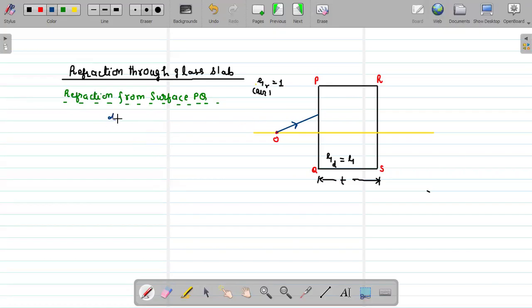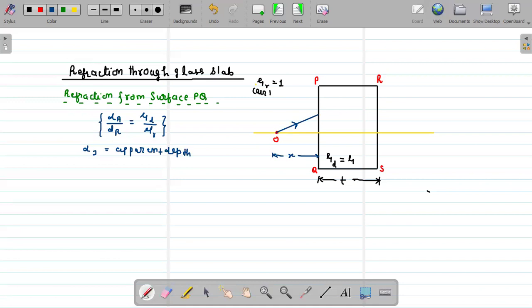Now when the object is in a rarer medium, the formula of apparent depth is: apparent depth divided by real depth is equal to refractive index of denser medium divided by refractive index of rarer medium. So this formula we will apply. Now let us consider this distance is x. So this is the real depth. Let's say D1 is the apparent depth in this case.